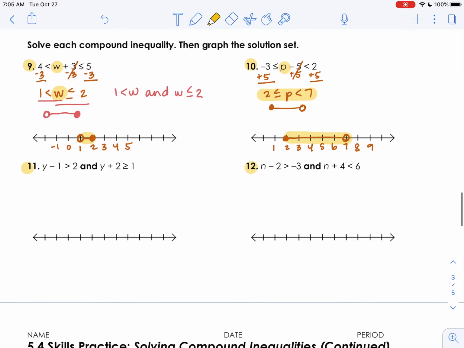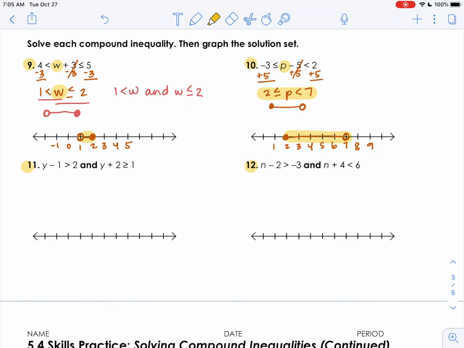All right, let's take a look at number 11. y minus 1 is greater than 2, and y plus 2 is greater than or equal to 1. The way that this one is set up, I'm going to solve each inequality and then graph and look for the overlap, since this is an and inequality.